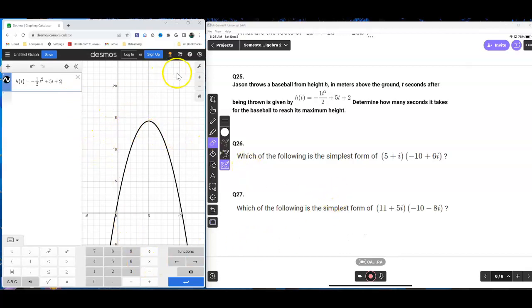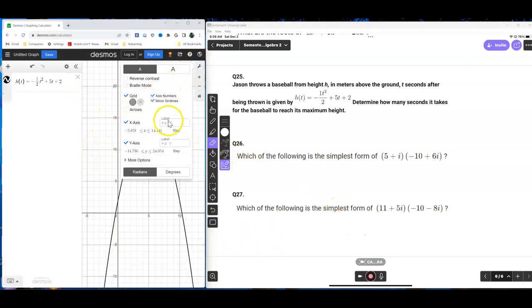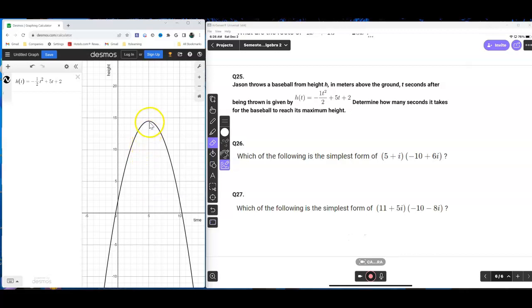And as you can see in Desmos, you're able to label your axes. So x is going to represent time, and the y value is going to represent height in meters. And so if I click on this, it says at 5 seconds, it's going to be 14.5 meters. That's when it reaches its highest point. So at 5 seconds, it would reach its highest point, which is 14.5 meters.